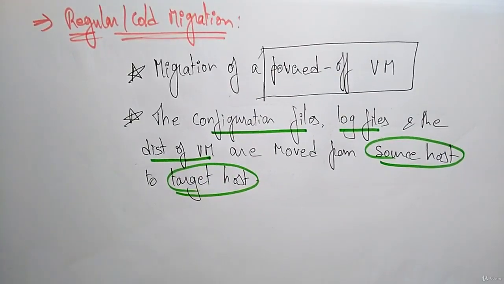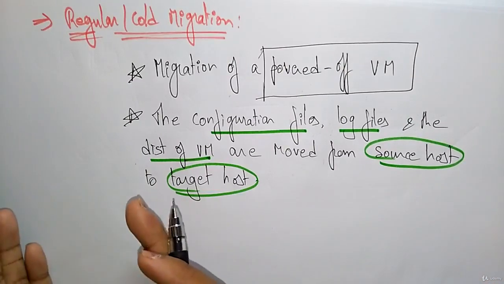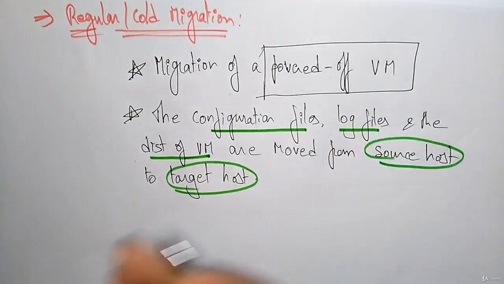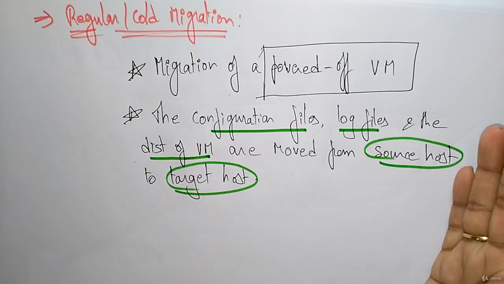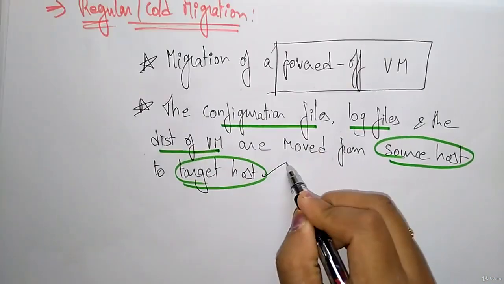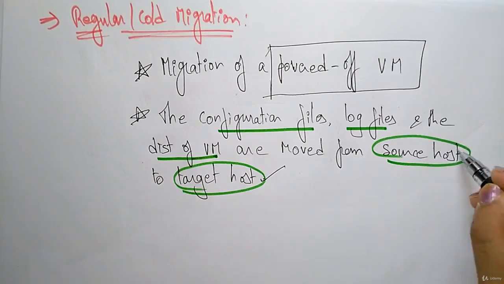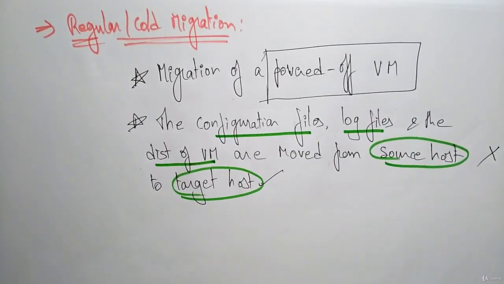The virtual machine is registered with the new host, that is the target host, and the old version of the virtual machine is deleted from the source host. So this is another technique of virtual machine migration, regular or cold migration, alongside live or hot migration.